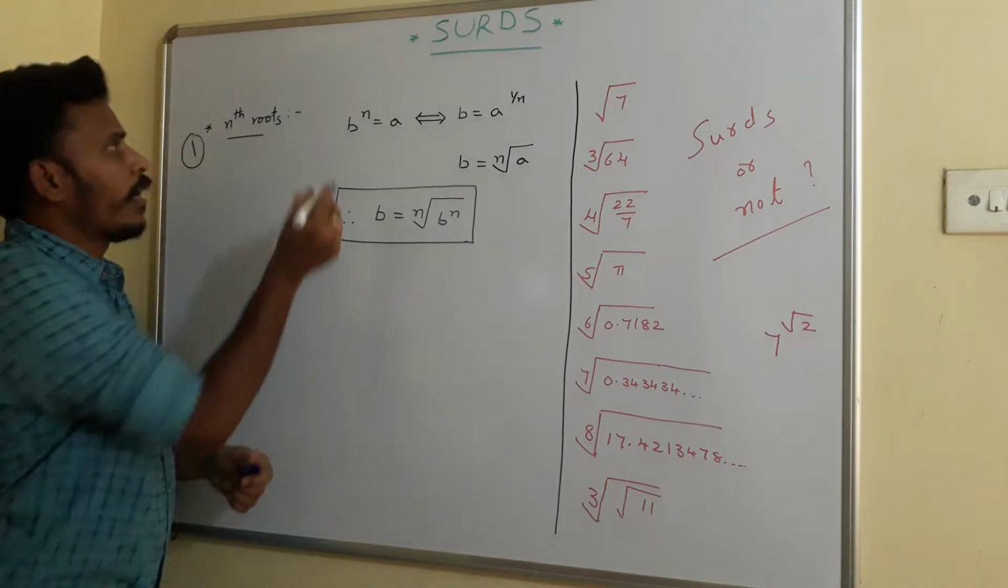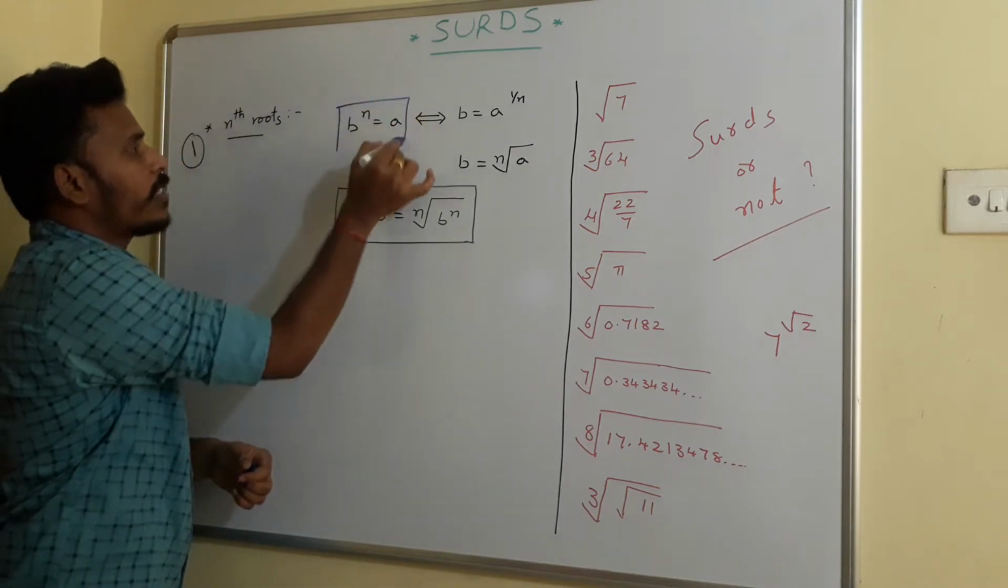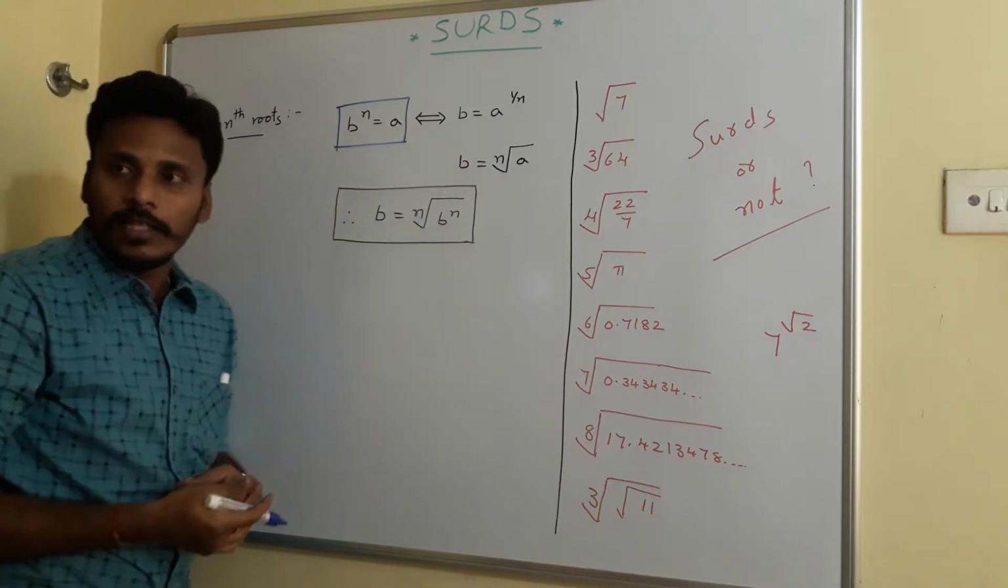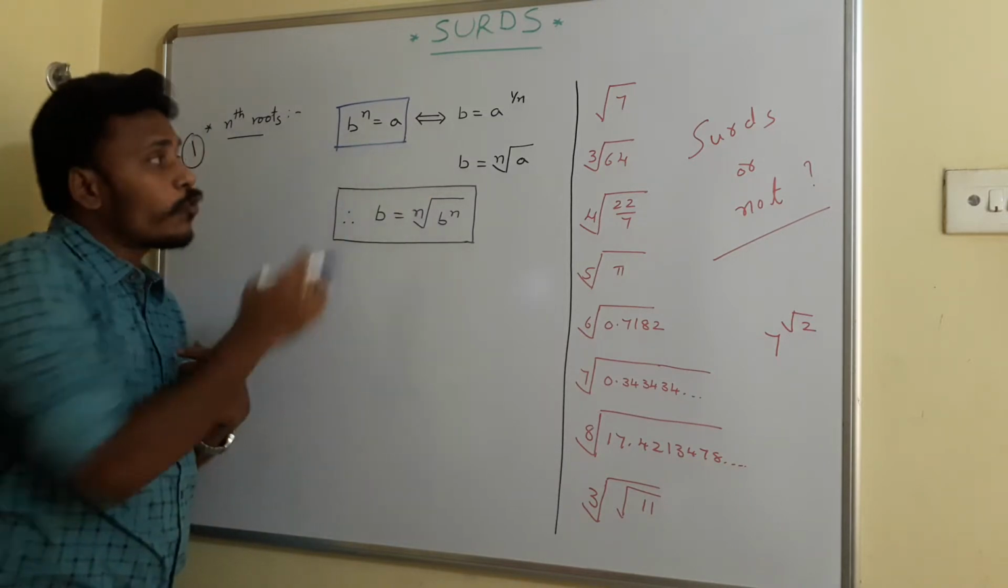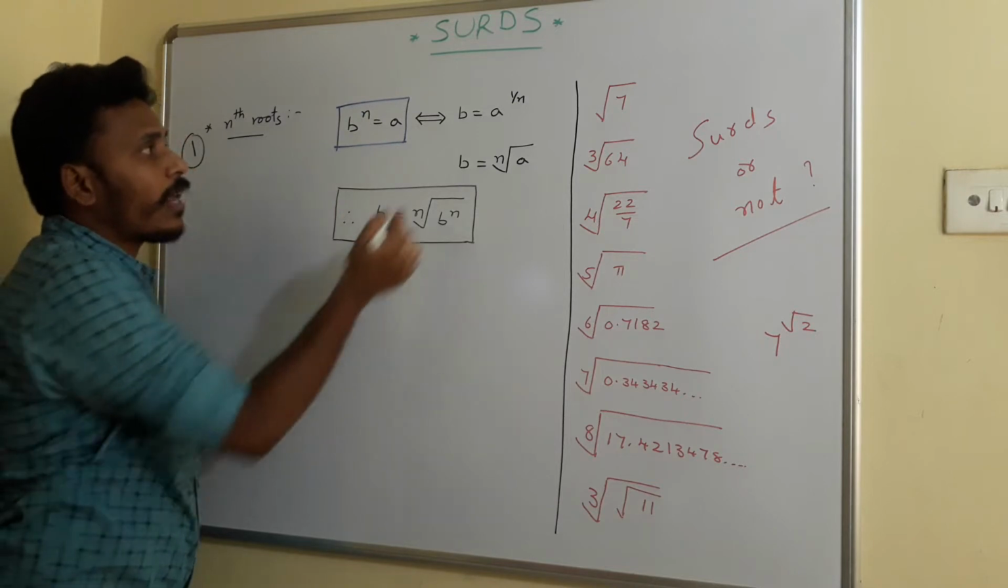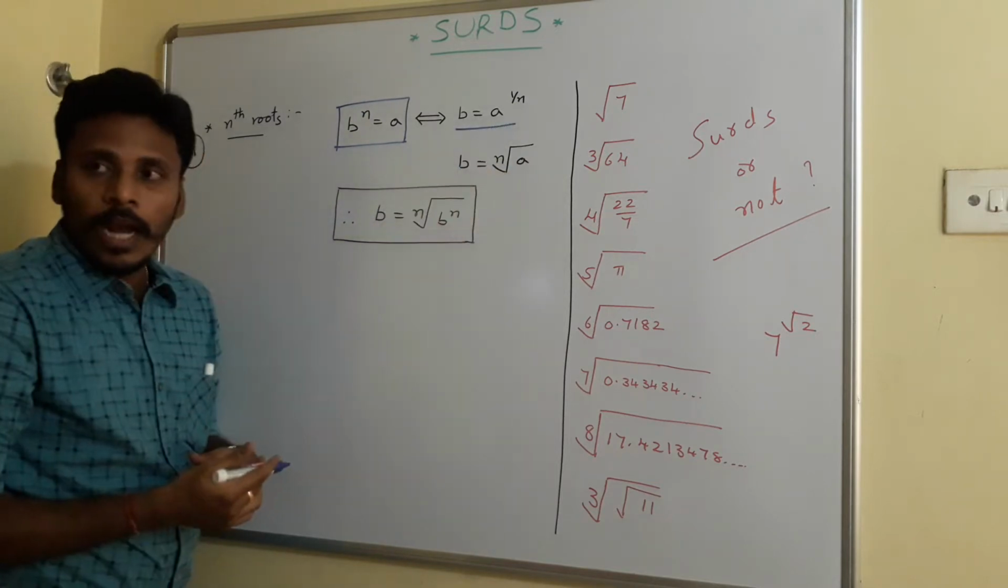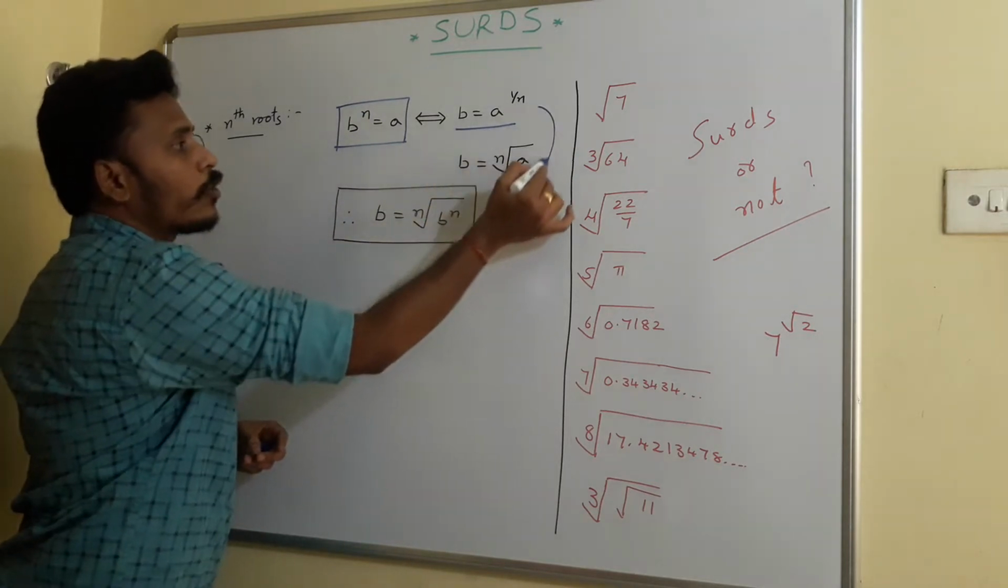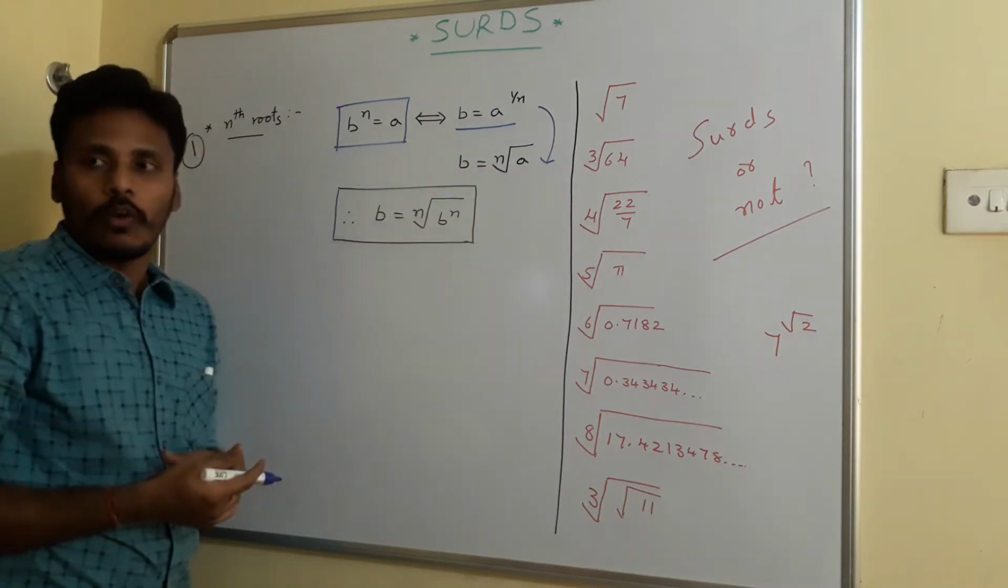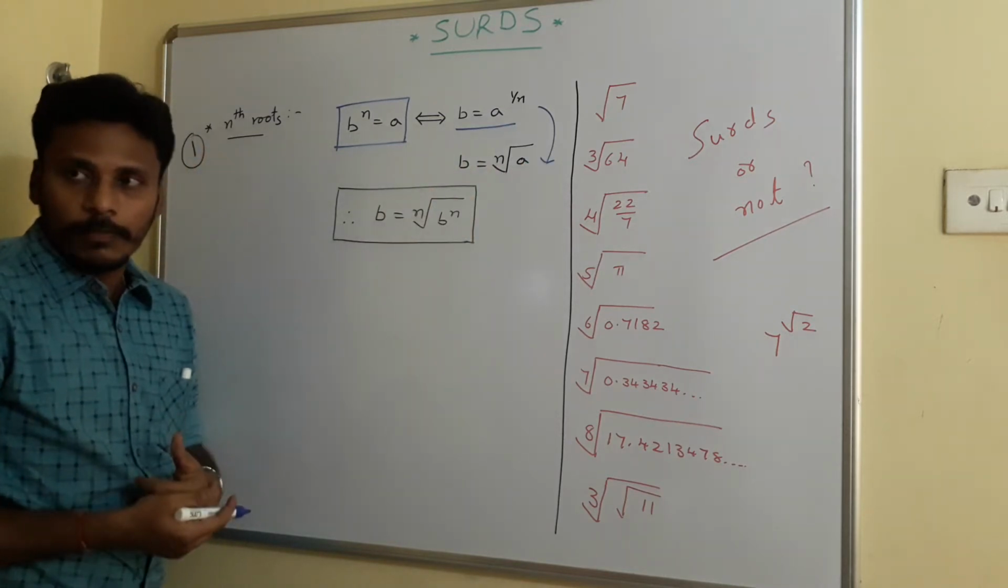If b power n is equal to a, that is an exponent. If you send that n to the other side, it becomes b is equal to a power 1 by n. And that b is equal to a power 1 by n is also written as b is equal to nth root of a. Then it leads to the concept of nth roots.